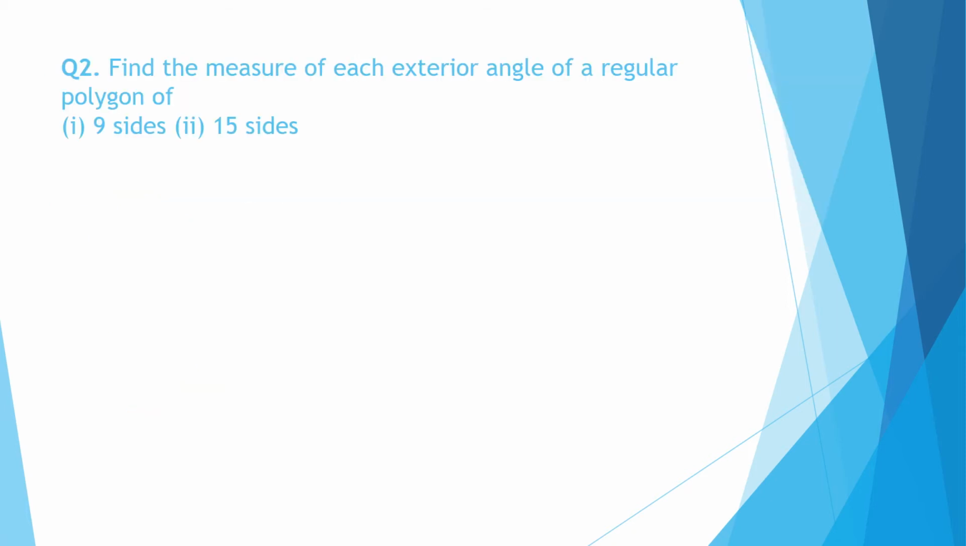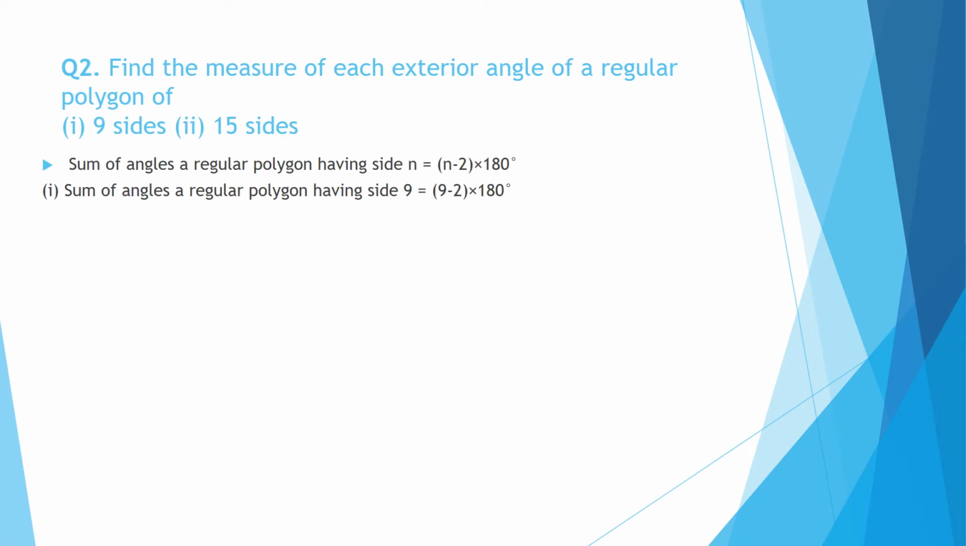Now question number 2 says, find the measure of each exterior angle of a regular polygon of 9 sides. अब आपको each exterior angle निकालना है of the polygon which is having 9 sides.